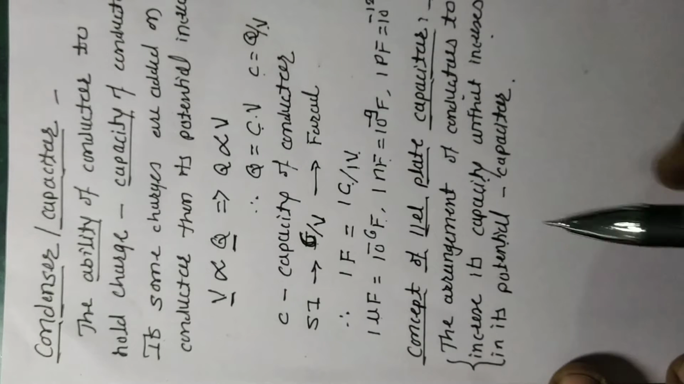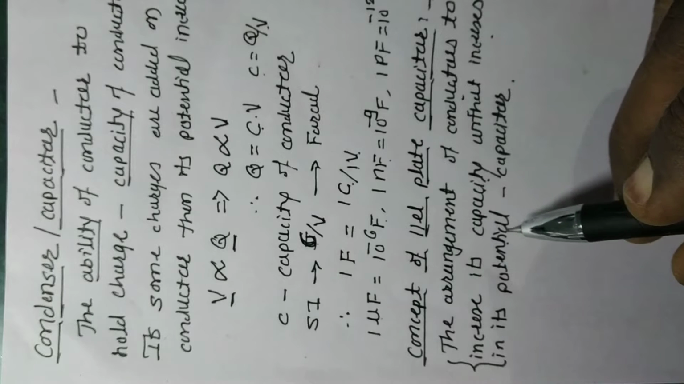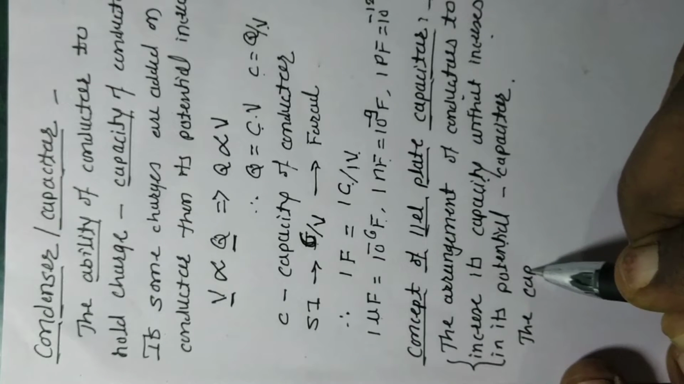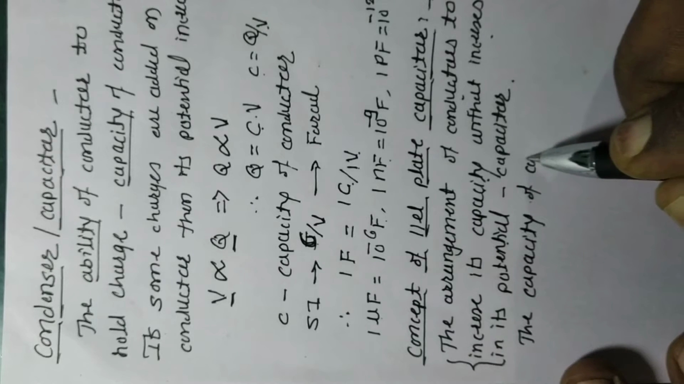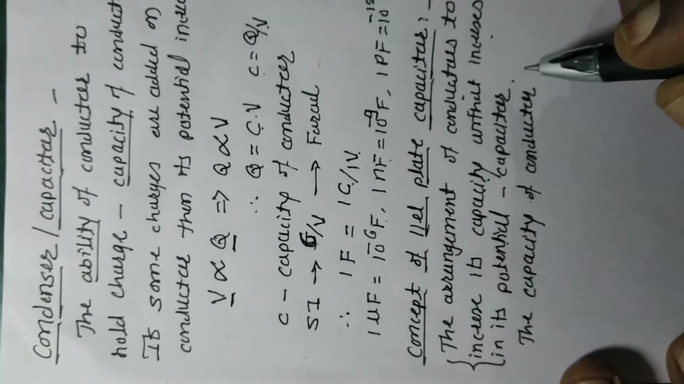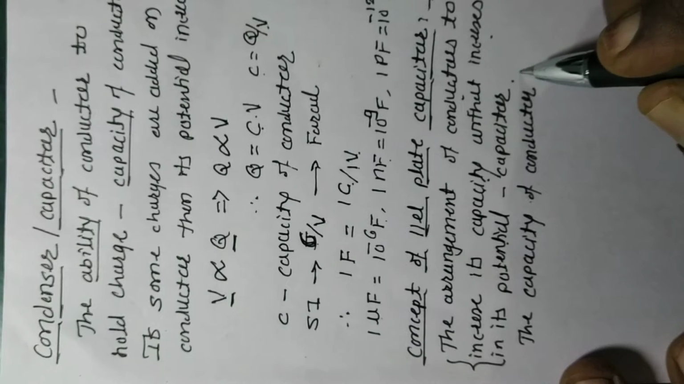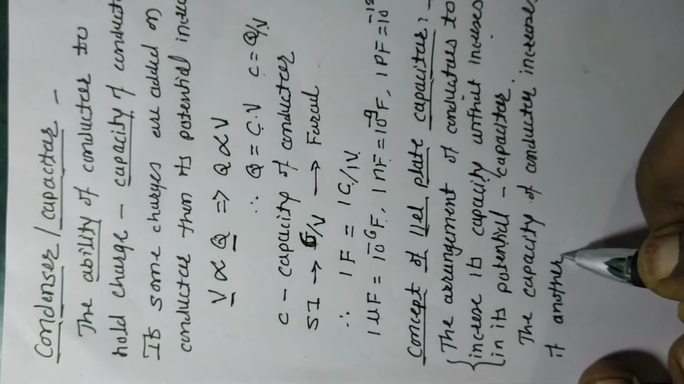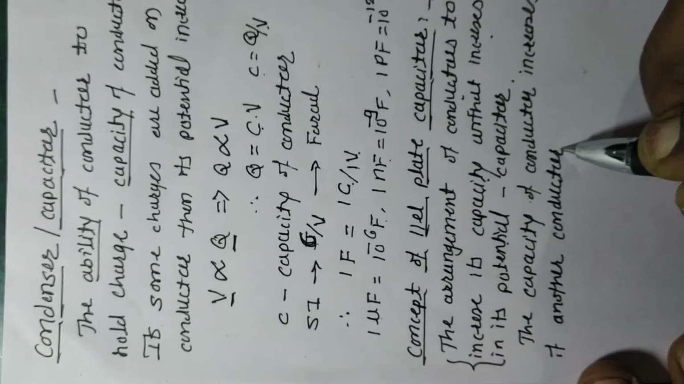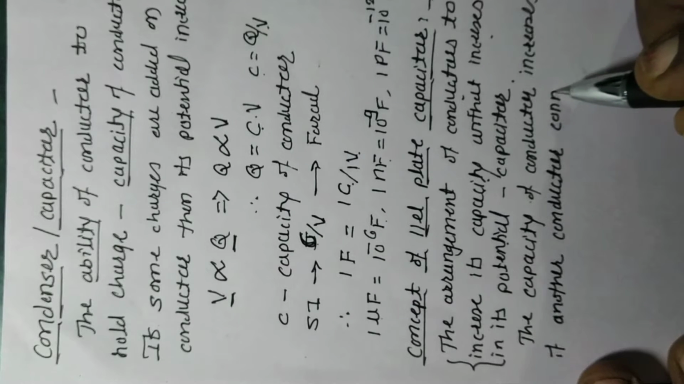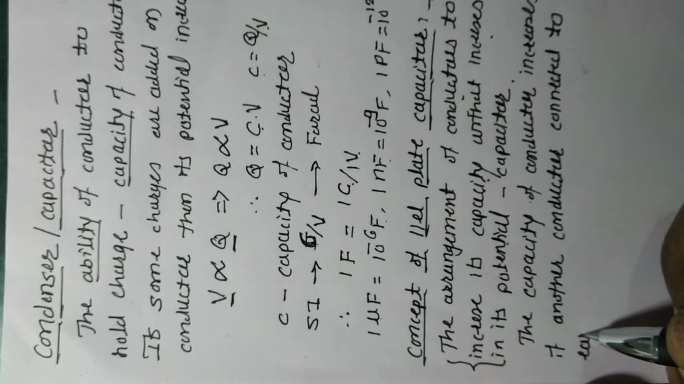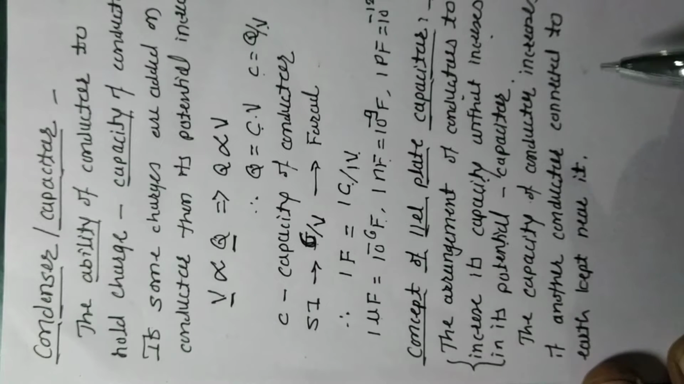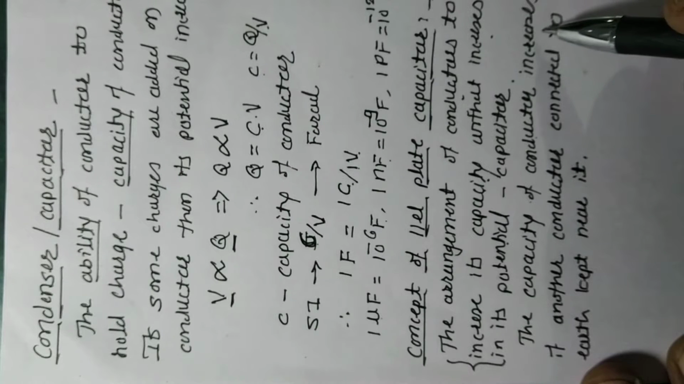याचं प्रिन्सिपल असं आहे, द कॅपॅसिटी ऑफ कंडक्टर: the capacity of conductor increases if another conductor connected to earth is kept near it.